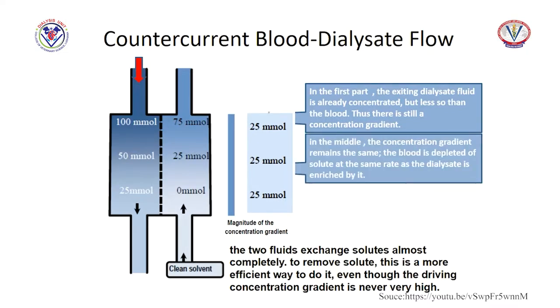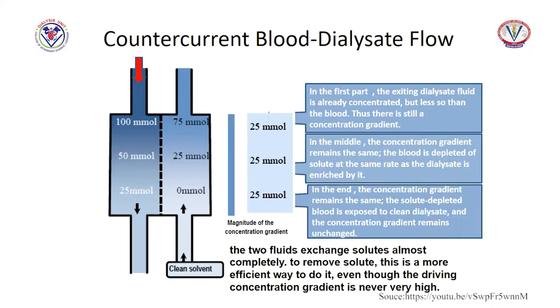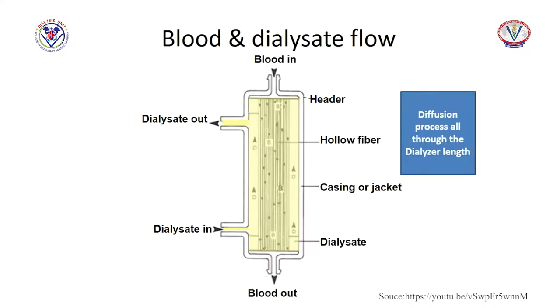While in the middle, the concentration gradient remains the same. The blood is depleted of solutes at the same rate as the dialysate is enriched by it. At the end of the blood circulation from the dialyzer, the concentration gradient remains the same. The solute-depleted blood is exposed to a completely clean dialysate as the concentration gradient remains unchanged. So, we have a blood pathway and a dialysate pathway and a diffusion process all through the dialyzer.